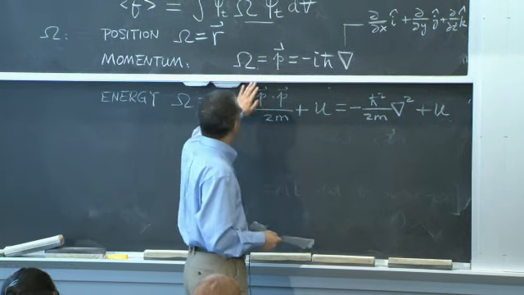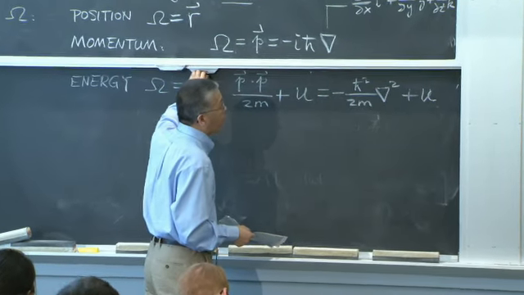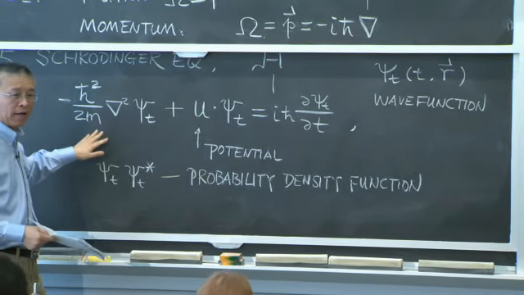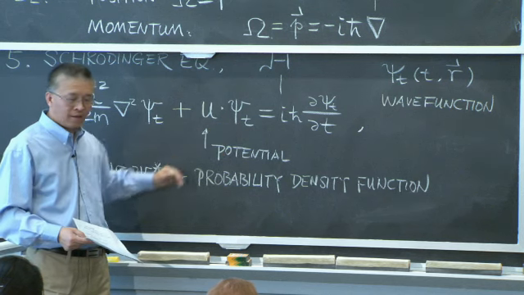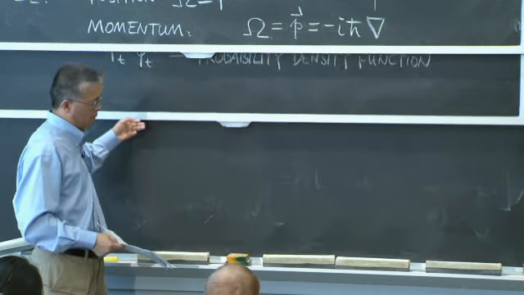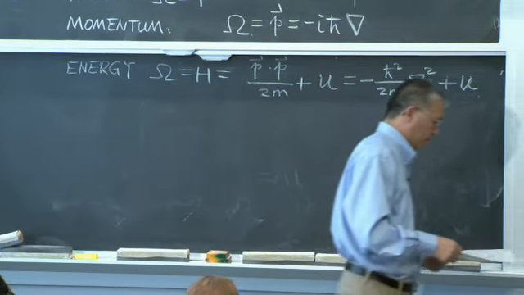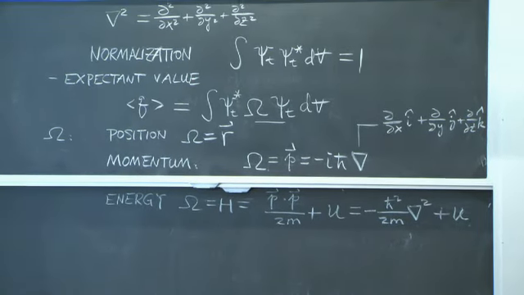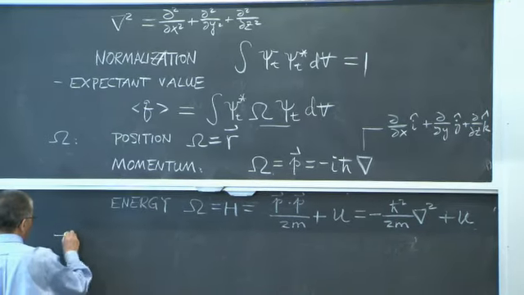So you can go back to look at the Schrodinger equation here, right? This is the kinetic energy, potential energy. And that's what we have there. OK. Now, let's first think about the general solution for the Schrodinger equation.